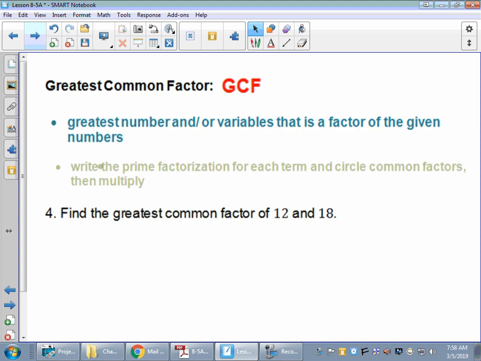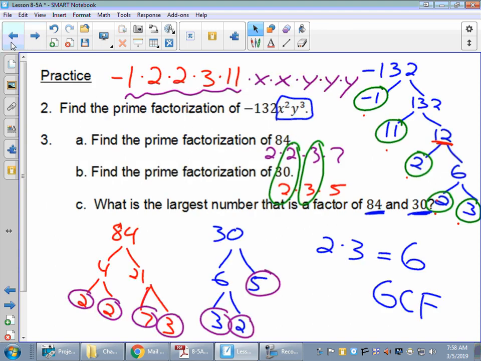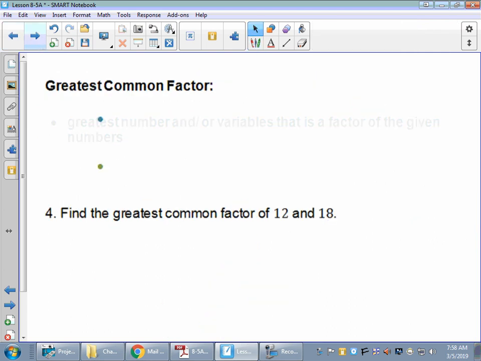And the way we are going to find this is write the prime factorization, which we just did, for each term, and circle the common factors. And then we want to multiply those, just like we did here. We circled the common factors 2, right here, 2. We circled the common factors 3. We multiplied them here, and that gave us our greatest common factor. That will work for you all the time.